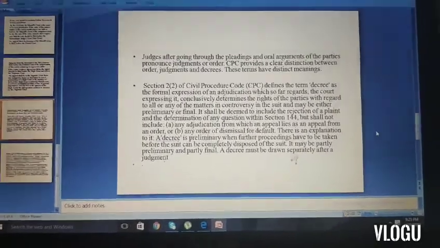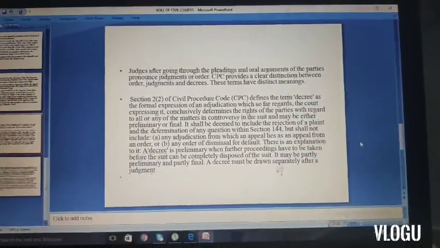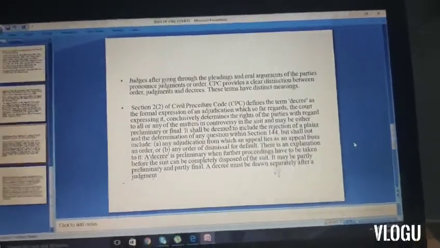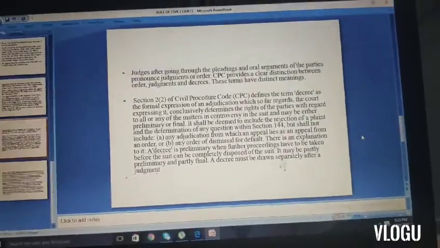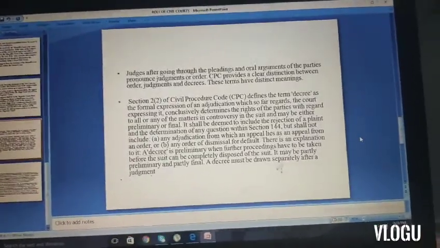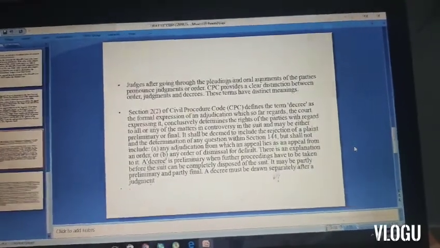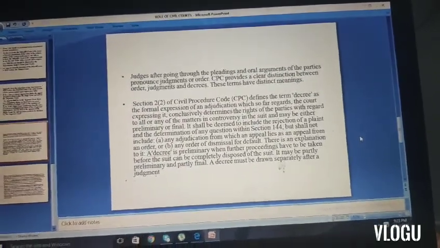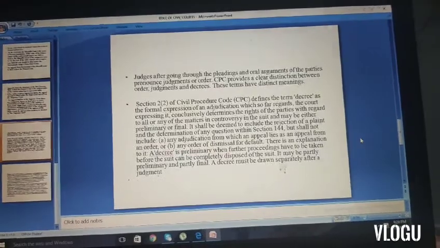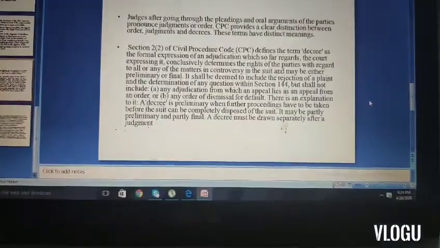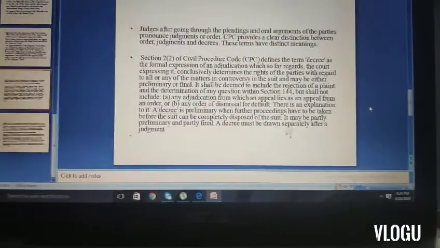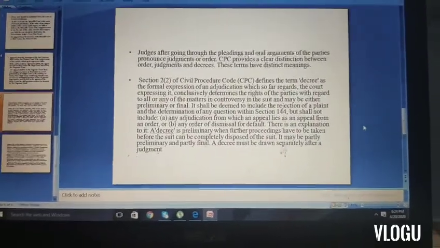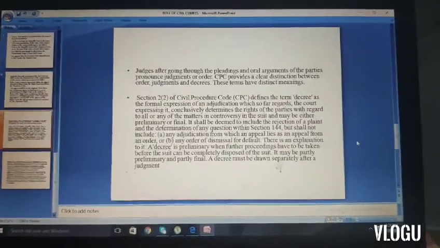Okay, now see, judges, after going through the pleadings and oral arguments of the parties, pronounce a judgment or order. I have told you that when an appeal lies to the High Court or the Supreme Court, it may lie from any judgment, order, or decree. But the CPC, that is the Code of Civil Procedure, provides a clear distinction between the order, judgment, and decree. There is a difference between the three terms. These three are not the same. You have already studied it, but I am telling you again, as a revision, that there is a fundamental difference between the order, judgment, and decree, and it is clearly provided under the Civil Procedure Code.